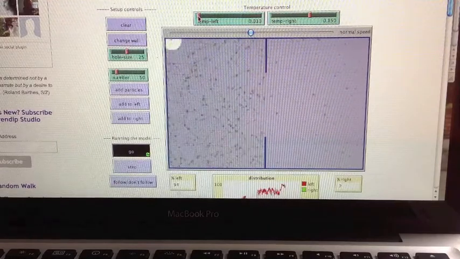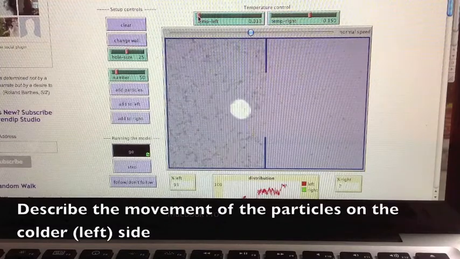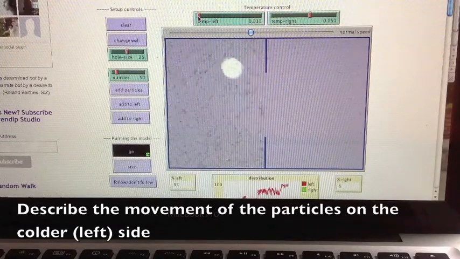So now in your logbooks, I want you to describe the movement of those particles while I go and tend to my crying baby.